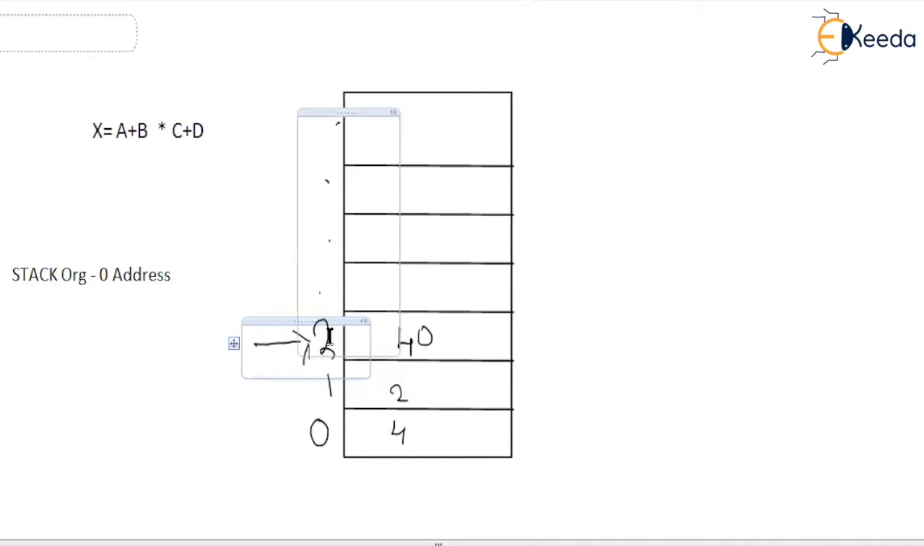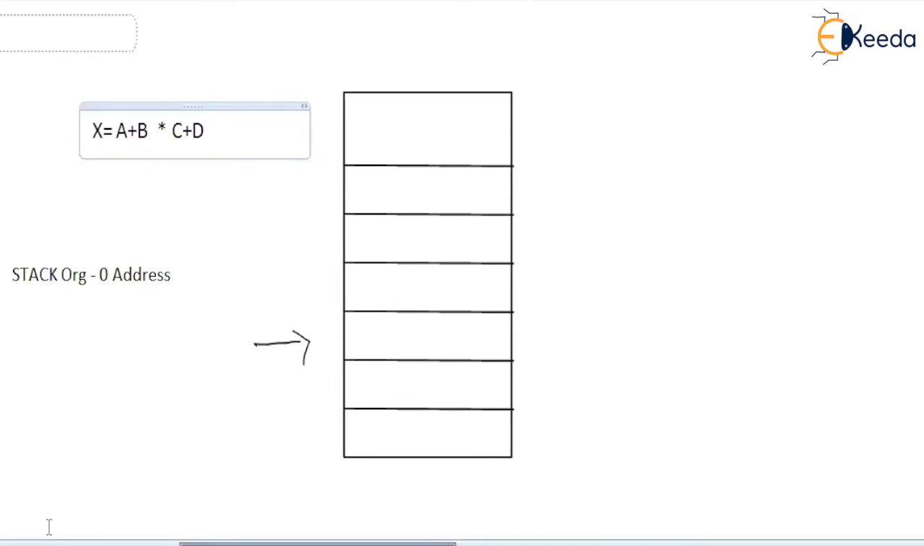Now let us see how this is going to work. I want to perform a plus b into c plus d. In order to get it done, I need to transfer the contents of A and B into the stack initially. Then I can perform an addition. So first of all, I need to execute an instruction, that is push A. When I execute push A, the contents of A will be pushed into the stack.